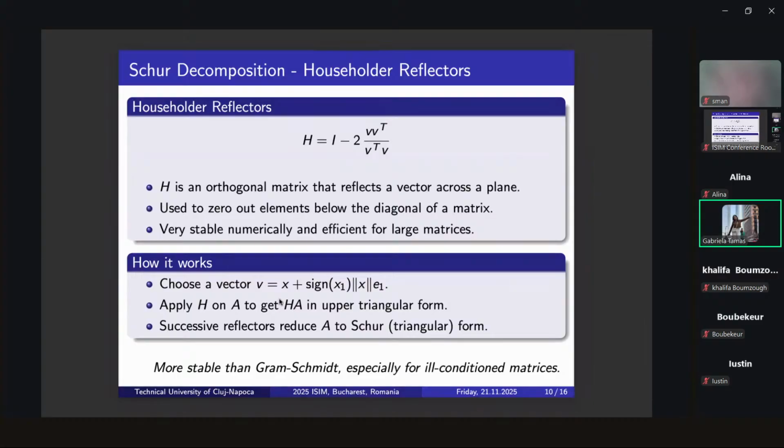The next method we will talk about is Schur decomposition using Householder reflectors. This method uses a special matrix called a reflector, denoted with H, which helps to eliminate the elements below the diagonal. By applying several reflectors, we can turn the original matrix A into an upper triangular matrix T. The method is more stable than Gram-Schmidt, and it's efficient for large matrices.